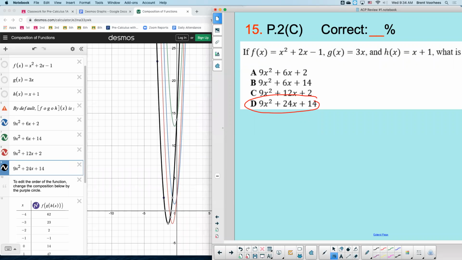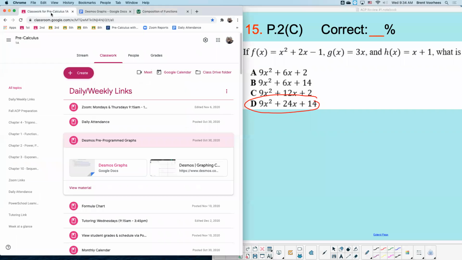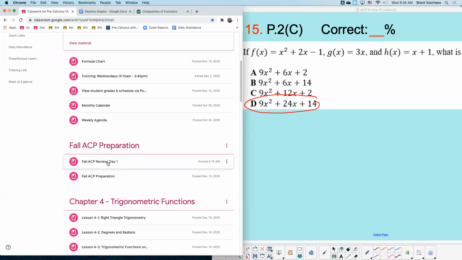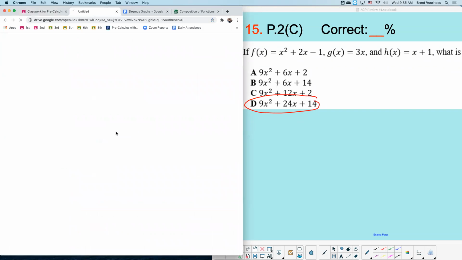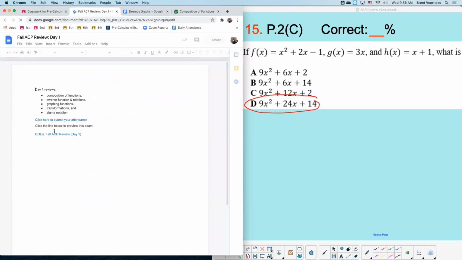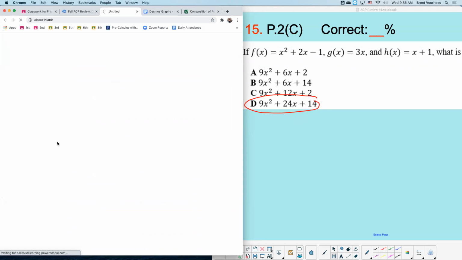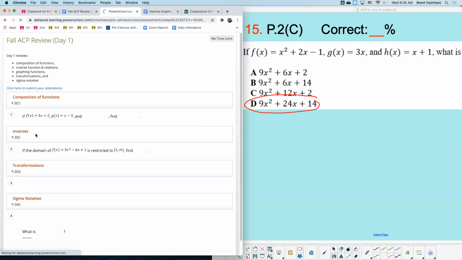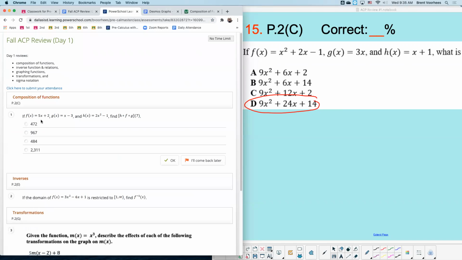No? Okay, so DOL number 1. What I want you to do is, in case your PowerSchool Learning is not working, just go to Google Classroom, and you'll go to Fall ACP Preparation, open up day 1, and you can click this link, and you'll take this DOL. So DOL number 1 is this problem. I want you to work out this problem right there. So I'm going to start up a poll for you to submit it into.